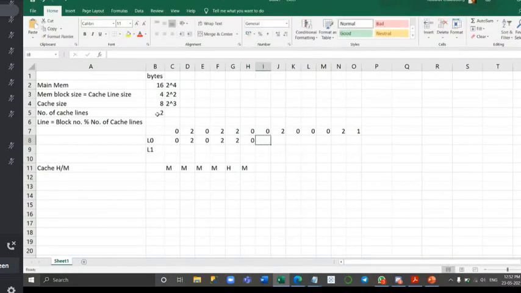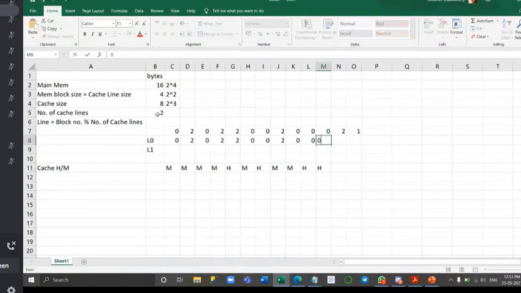Again 0 comes in. The data for 0 is present in line 0. This becomes a cache hit, and 0 stays there. The data for block 2 comes in. 2 is not present in line 0, so this becomes a cache miss, and 2 overwrites 0. 0 comes in: cache miss, 0 overwrites 2. 0 comes in: cache hit, 0 stays there. Again 0 comes in.